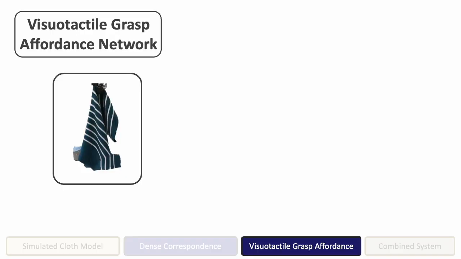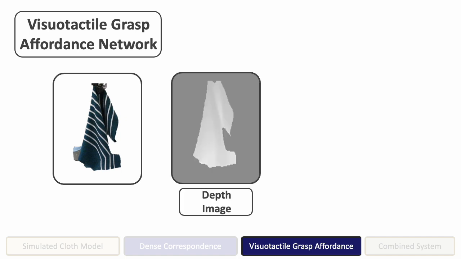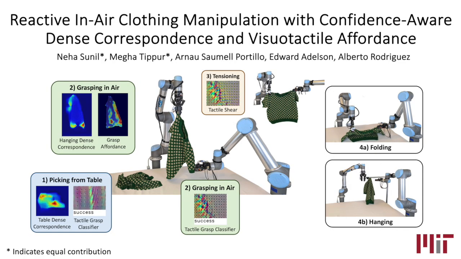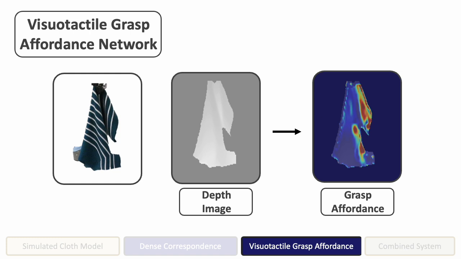Our grasp affordance network finds good grasp regions for a hanging shirt using only side grasps. We provide a depth image of the shirt as input and get a heat map showing graspable regions as an output. Red regions correspond to where we can actually grasp. We first train in simulation and fine-tune on the robot.